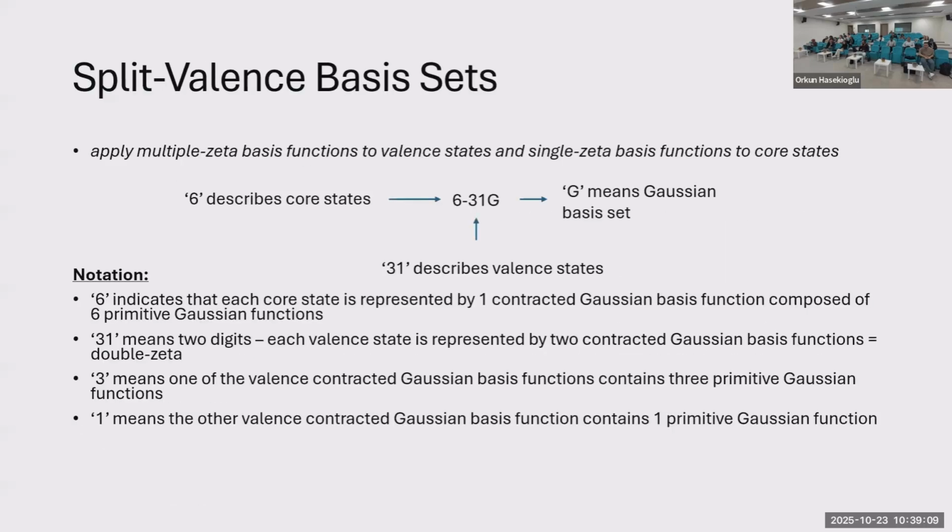6-31G, on the other hand, is a split valence basis set, meaning you apply multiple zeta basis functions to valence states and single zeta basis functions to core states. These are different basis sets, and how they are developed differs. Does the 3 represent valence electrons or something else?